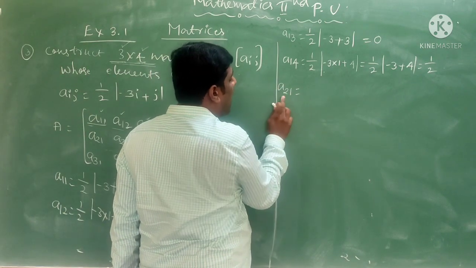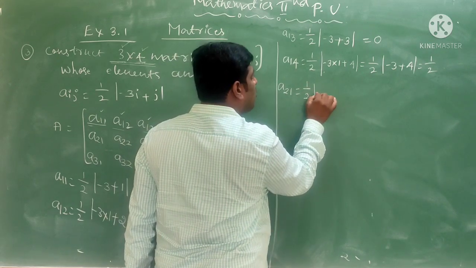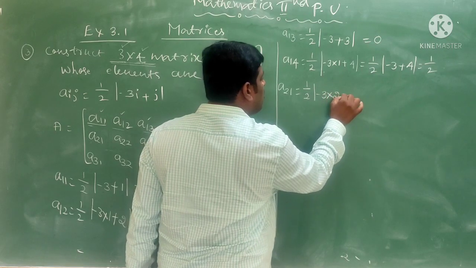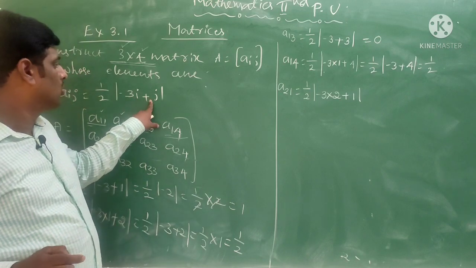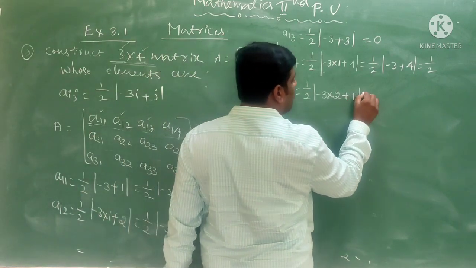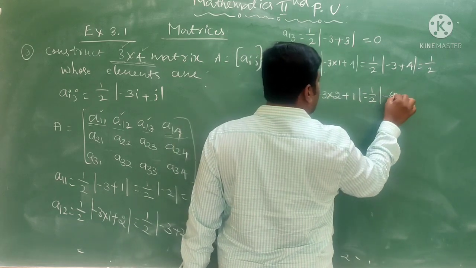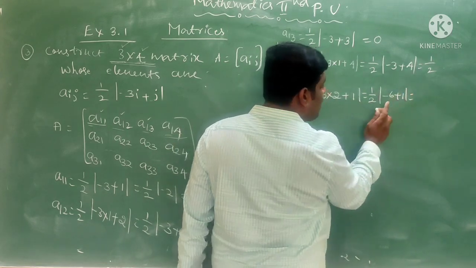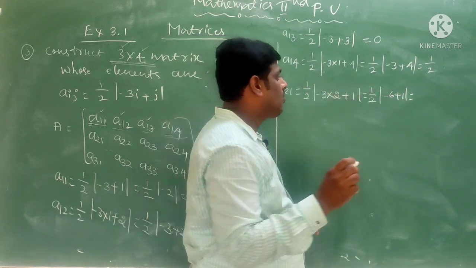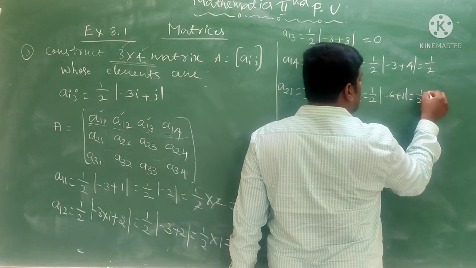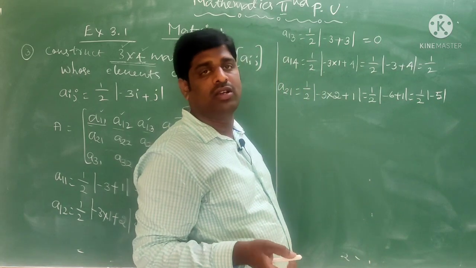Now A21. So i value is 2, j value is 1, 1 by 2 modulus of minus 3 into 2 plus 1. That is 1 by 2, 3 2s are 6, minus 6 plus 1. Minus 6 plus 1 is minus 5. Modulus of minus 5 is how much?